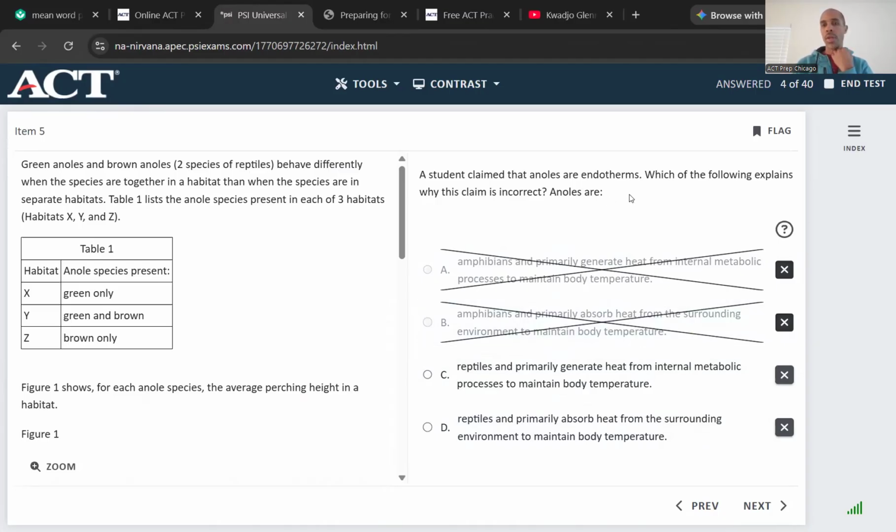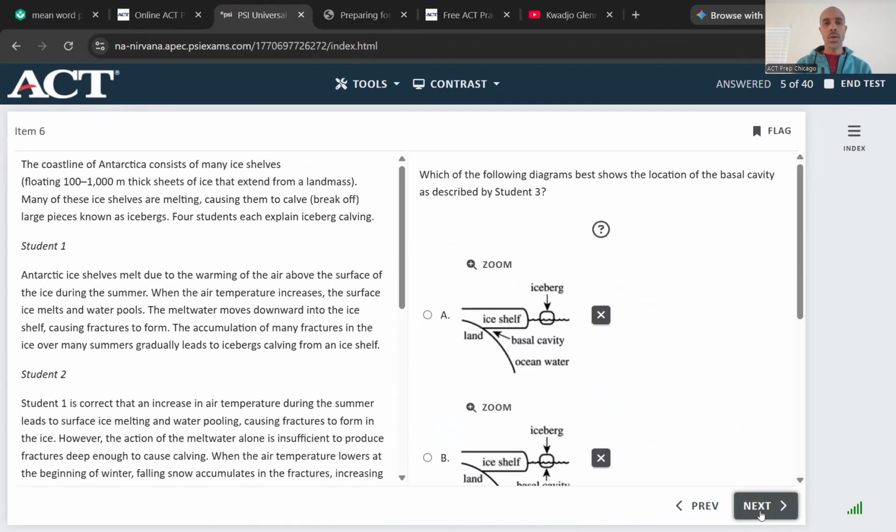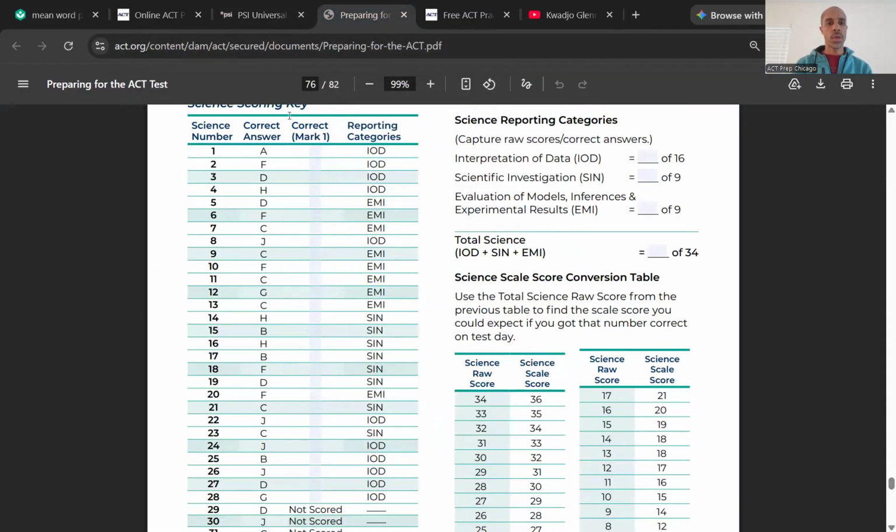So I don't know what endotherms are. I know that reptiles don't get their heat primarily from internal metabolic processes to maintain body temperature. They primarily get their heat from external sources, which is why reptiles can only survive in tropical or warm climates. When it gets cold, they have a tough time. Let me make sure that's right. That was number five. Yeah, five is D.